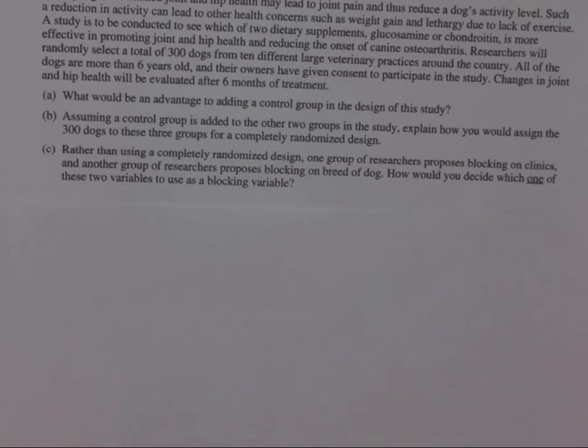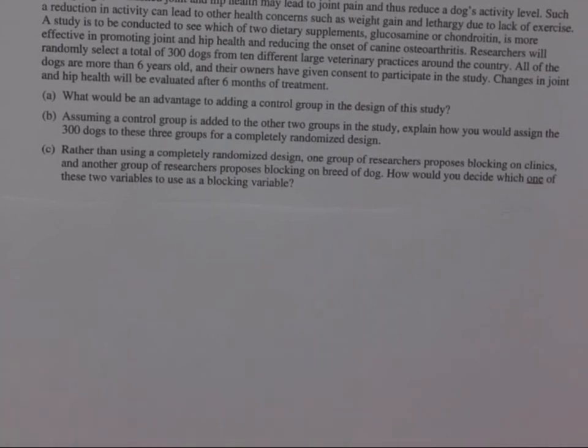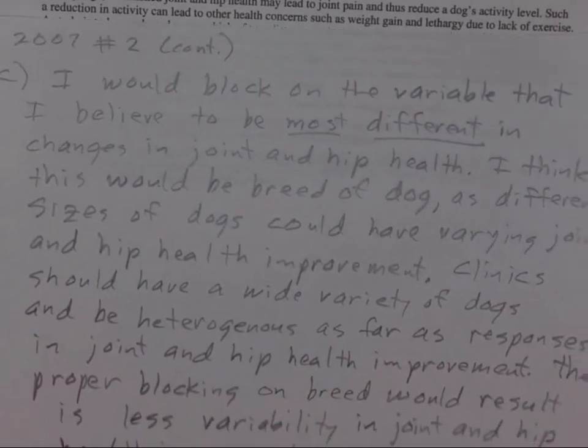Now, as long as you made a solid argument where you stated, well, you pick a variable that's going to be where the different groups are going to be more different than other groups. I think that large dogs could have a different joint and hip health improvement than small dogs. Whereas clinics are going to be heterogeneous. They're going to have some small dogs, some big dogs, and so forth. And so they will be heterogeneous. So this is the way that I would describe this answer.